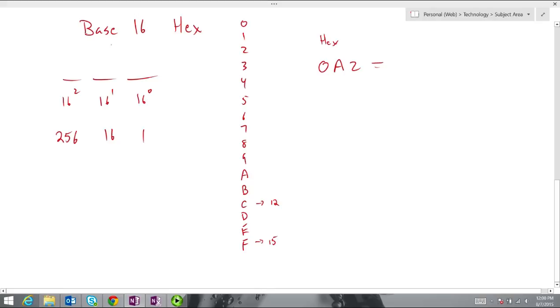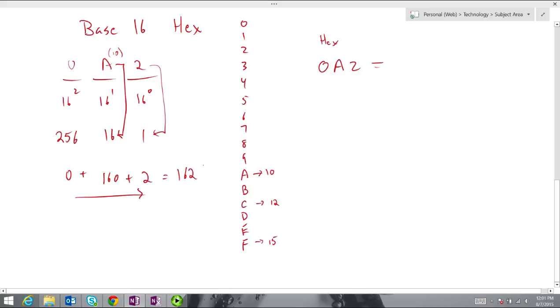Same technique, write out my digits in my grid here. So this would be a 0A2. So I multiply down, 2 times 1 is 2. A times 16. Now, what does A times 16 mean? Well, you got to remember that A in decimal means 10. So this is really 10 times 16. So 10 times 16 would be 160. 0 times 256 is 0, so I add across, and I am left with 162. So A2 is the same as decimal 162.